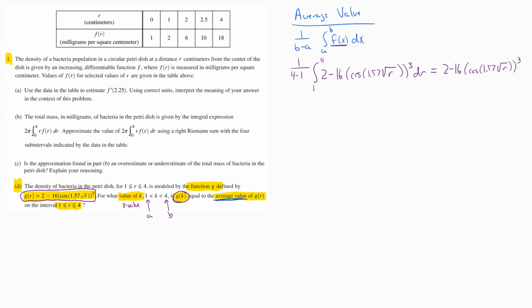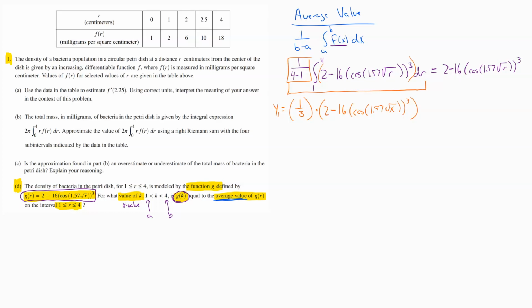Well, good news about this: while it's a crazy equation, we're going to do all of this in our calculator. So we're going to start off by finding the value of this left-hand side here. In y1, we'll put y equals, and then it will be this fraction to start with, 1 over 4 minus 1, so 1 third. Then we'll multiply it by this piece here. So the parentheses to start, 2 minus 16 parentheses cosine of 1.57 square root. We'll call it x when we plug it into our calculator instead of r. Close it, raise that to the third, close it off there.